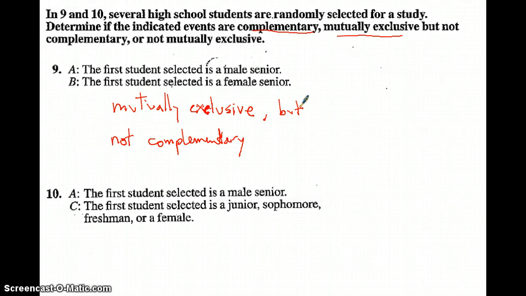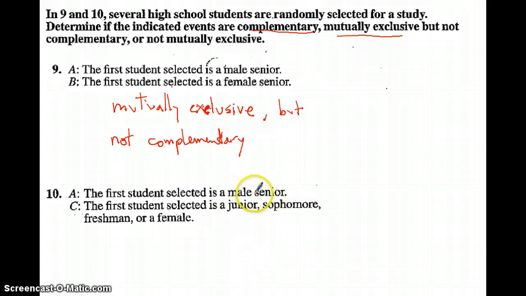Okay, number 10: the first student selected is a male senior, combined with the first student selected is a junior, sophomore, freshman, or female. Okay, that's a whole lot of stuff happening at once. First of all, are these even mutually exclusive? Male senior, and does this represent every other possibility?